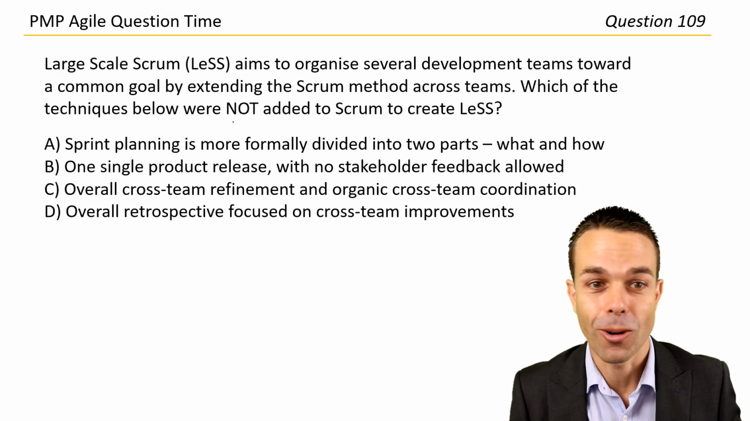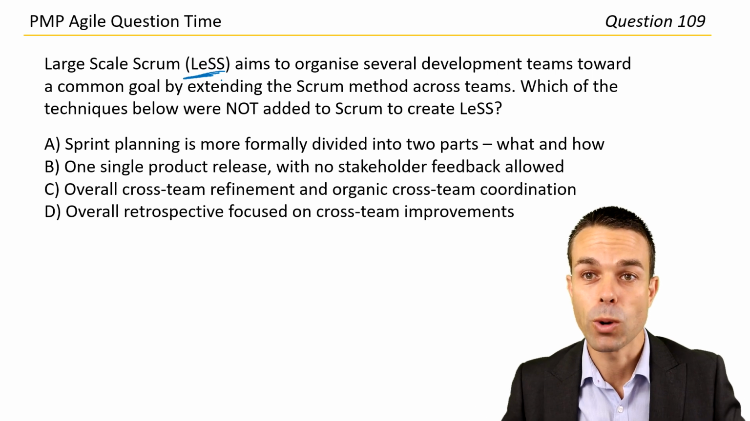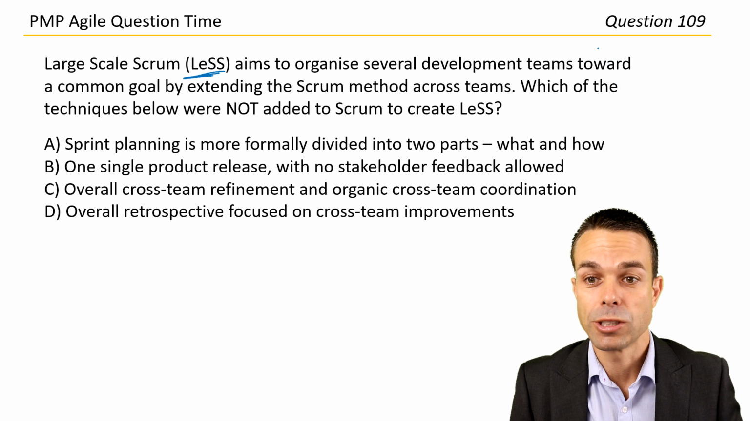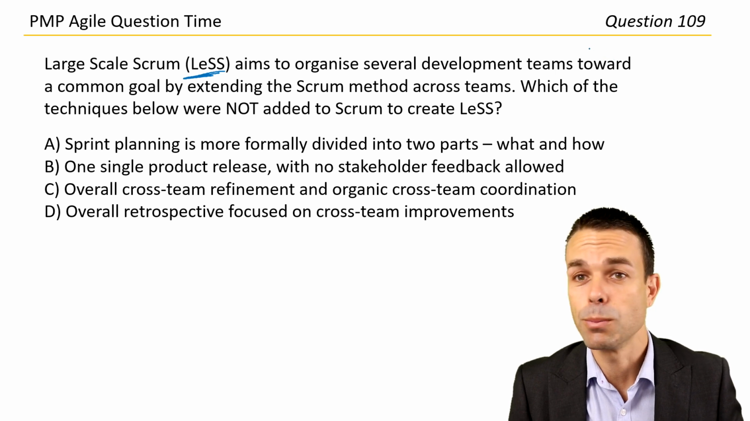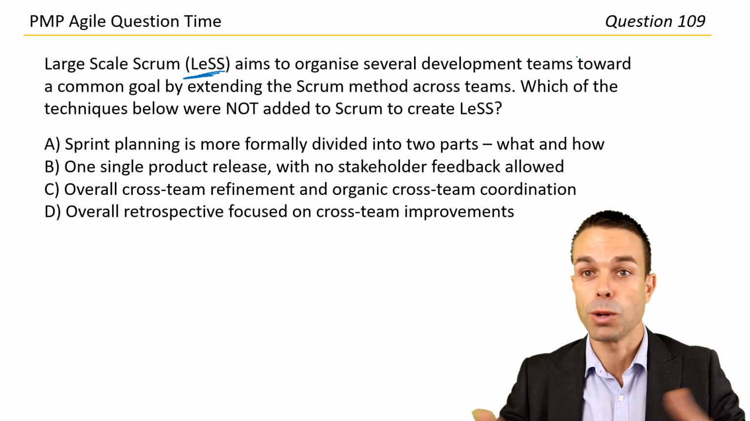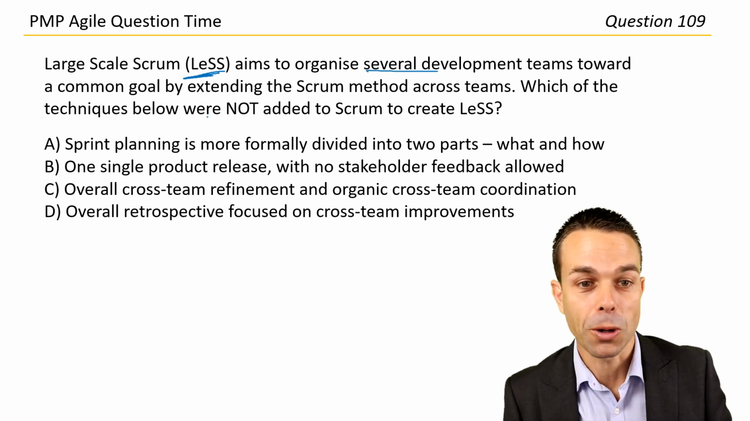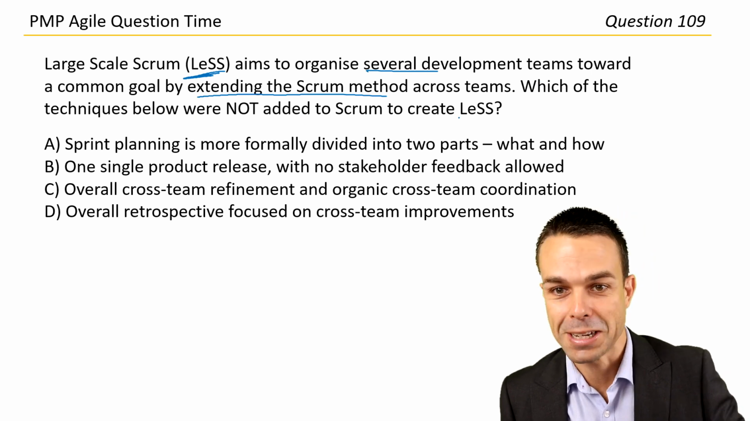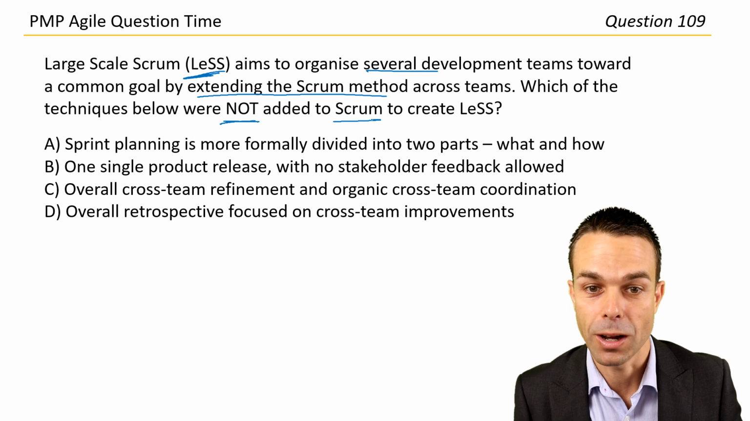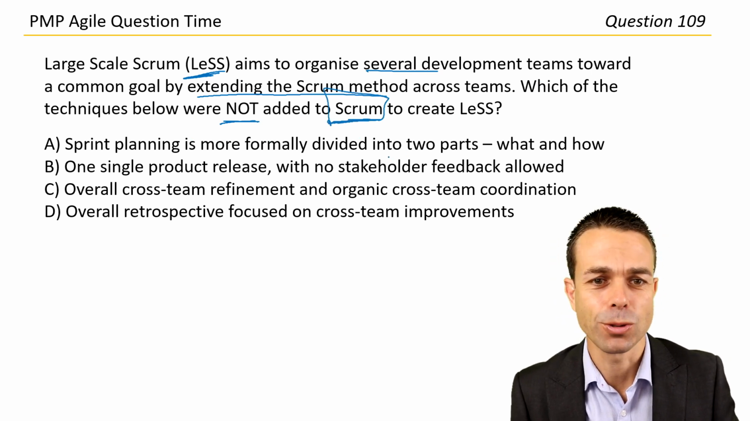And it's another one on LeSS, which is even better. So this is great. These are our auxiliary frameworks, our scaling frameworks about Agile, which are still extremely important to use when you put this into an organization, when you're using it across multiple projects. So it aims to organize several development teams towards a common goal by extending Scrum across teams. Which of the techniques below were not added to Scrum to create LeSS? Okay, what was not added to Scrum?